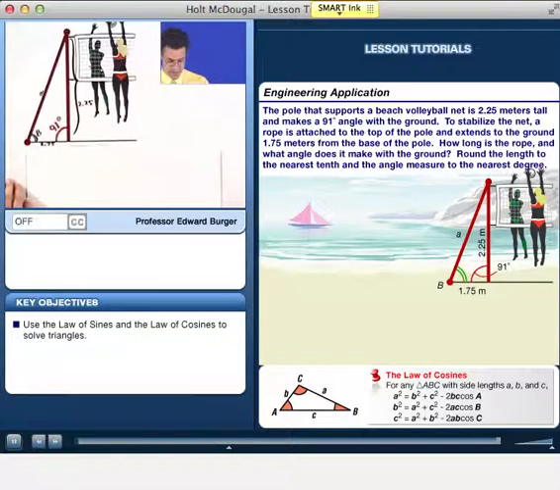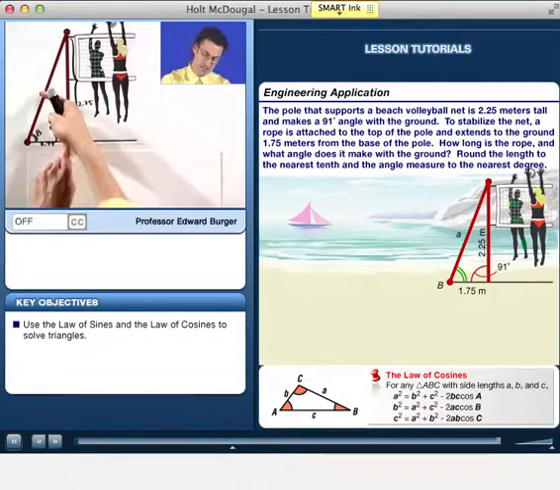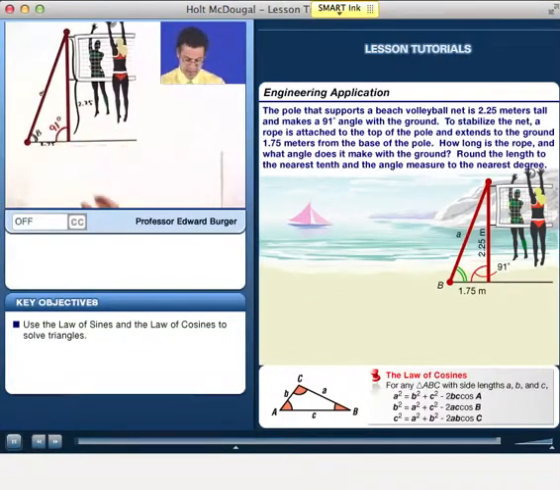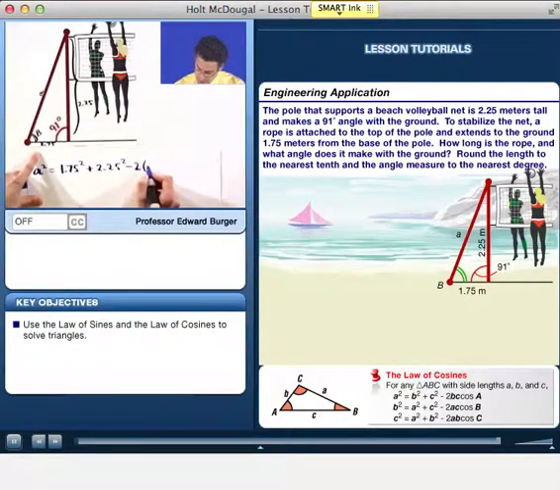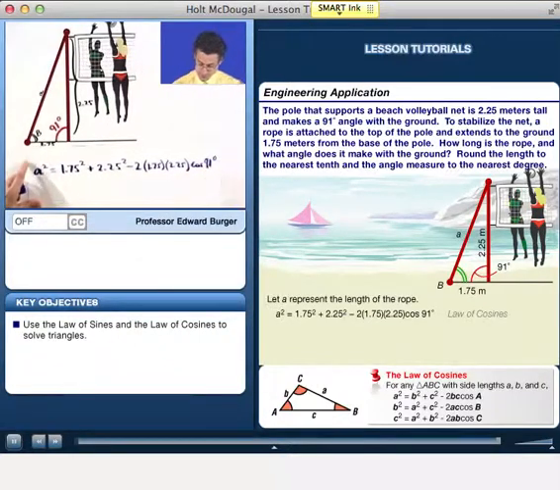So what I say here is, since I know this angle, this is the side that I'm going to pretend plays the hypotenuse role. So a squared will equal 1.75 squared plus 2.25 squared minus 2 times that product, 1.75 times 2.25, times the cosine of that angle between, which is 91 degrees. Wow, those are just a lot of numbers that you have to crunch away.